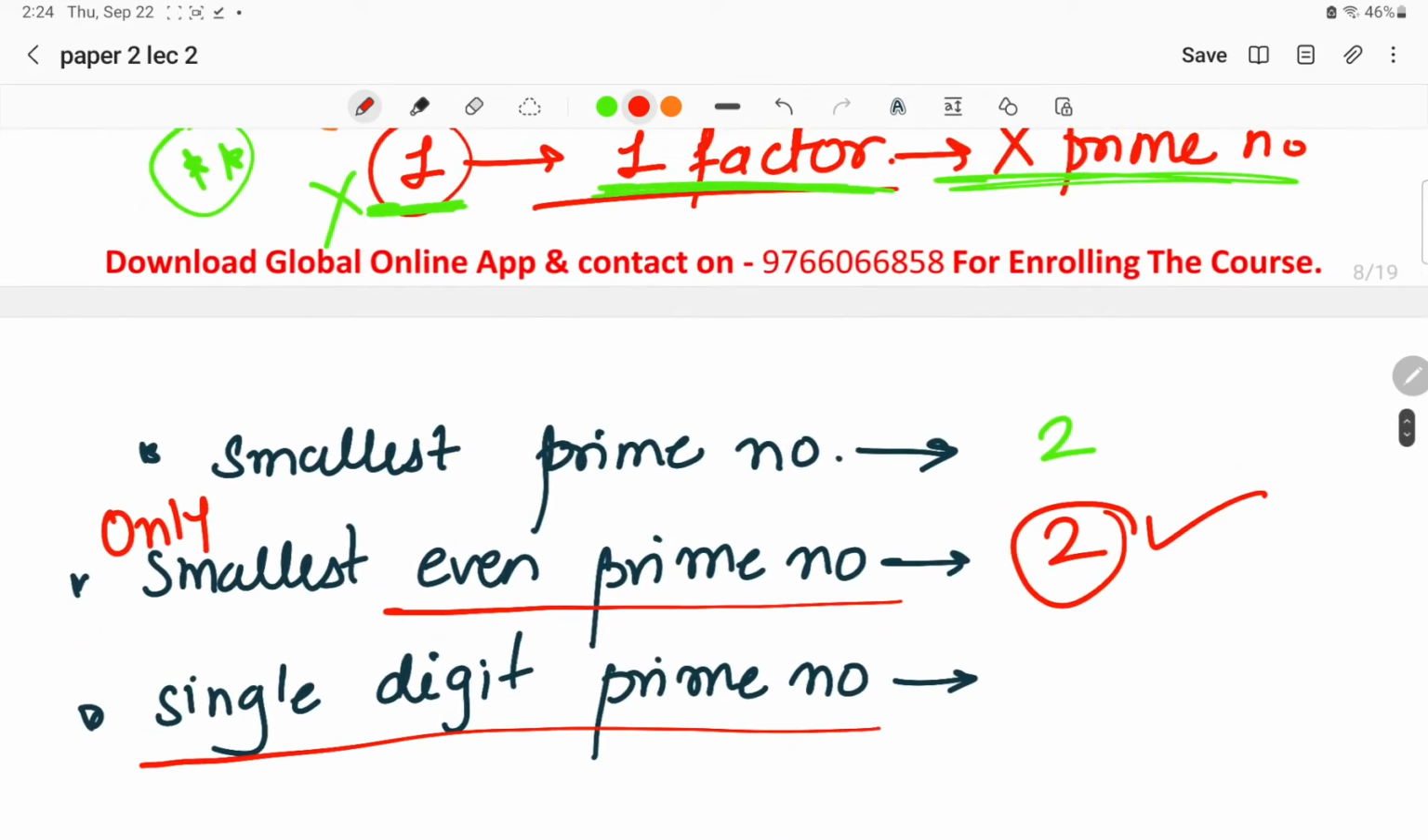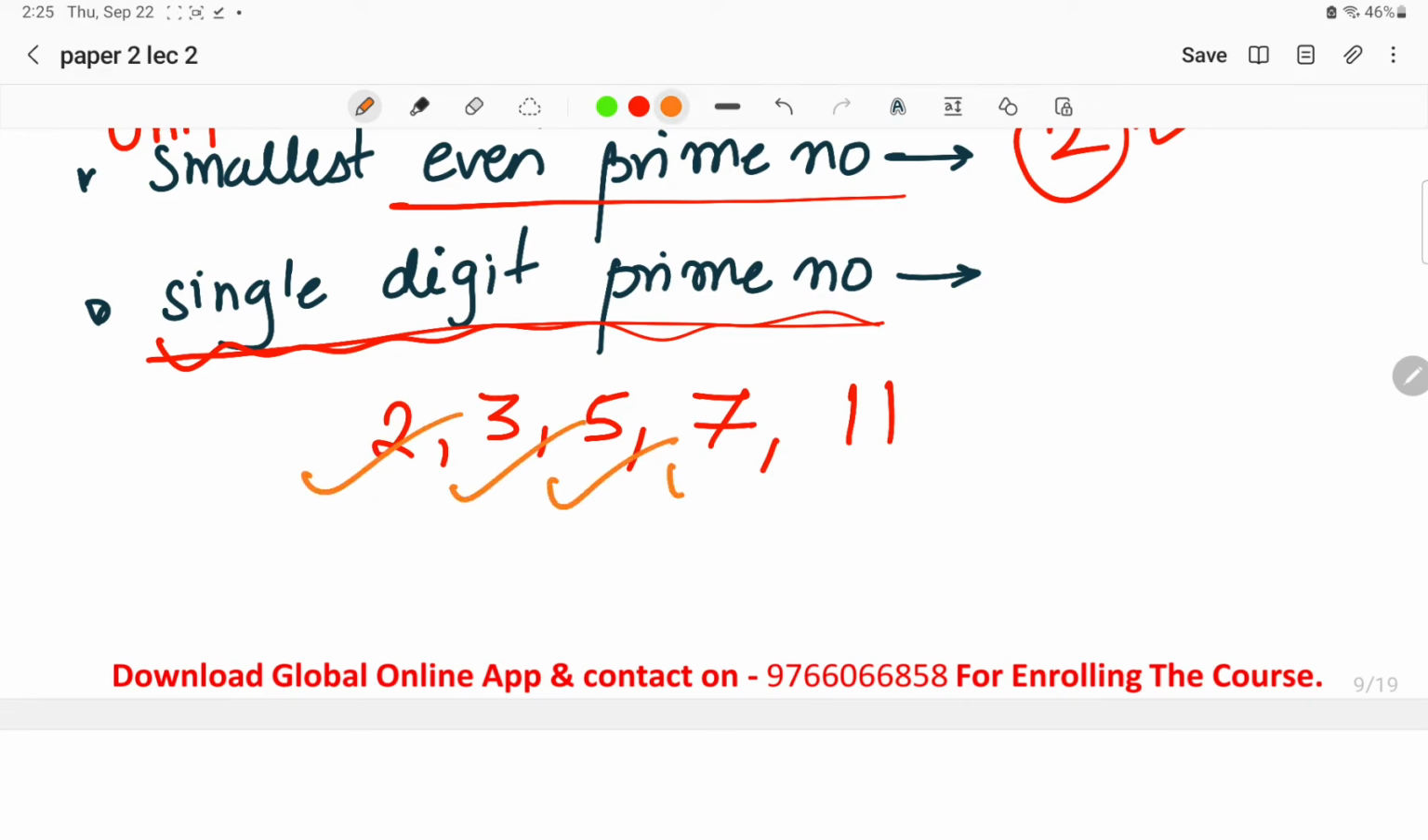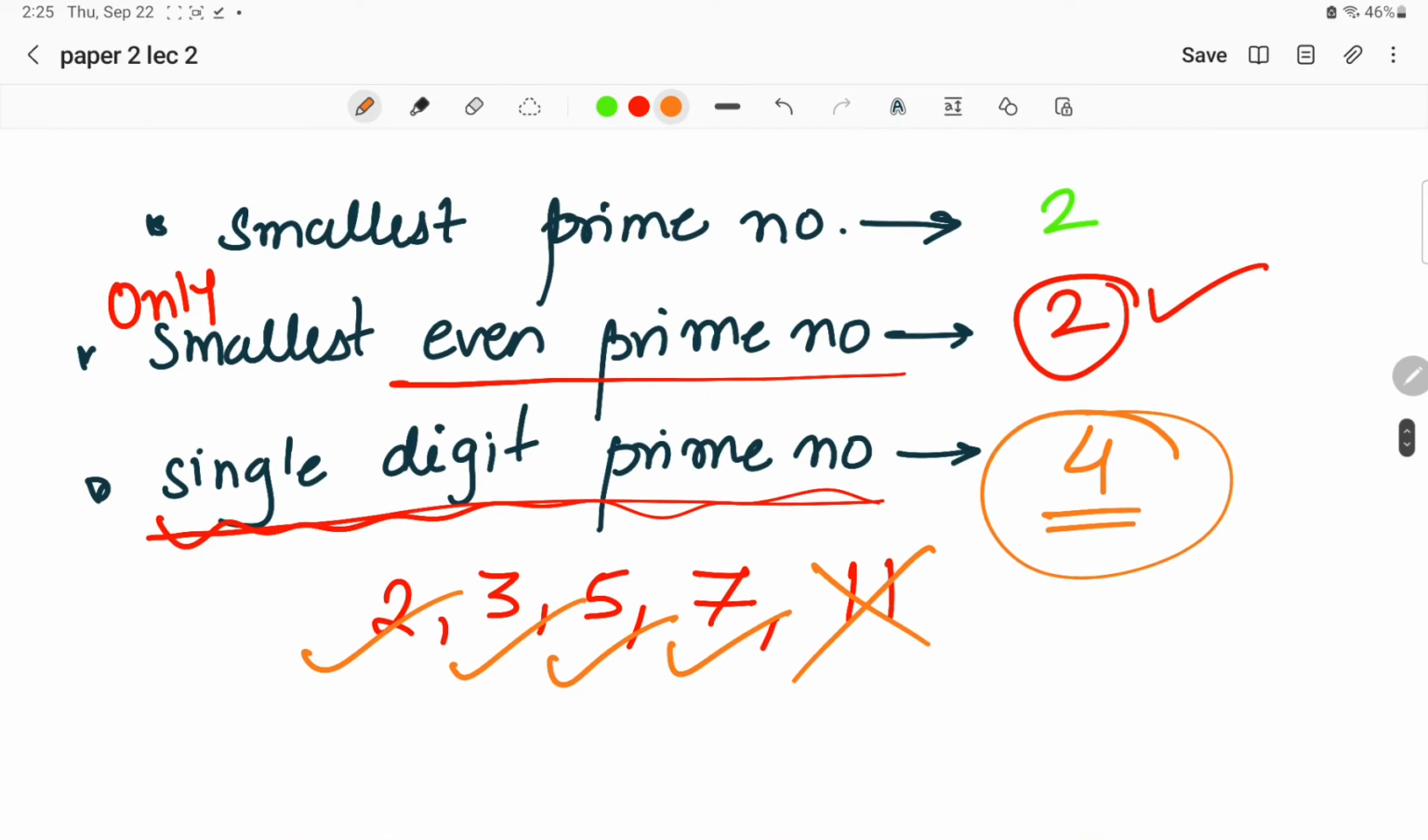Now single digit prime numbers. How many single digit prime numbers are there? As we know, 2 is a prime number, 1 is not, 3 is prime, 4 is not, 5 is prime, 6 is not, 7 is prime, and 11 is not single digit. So if we calculate the single digit prime numbers, we find 2, 3, 5 and 7, so 4 single digit prime numbers. So these are the three questions that can be asked: the smallest prime number, the smallest even prime number, which is 2, and how many single digit prime numbers there are, which is 4.